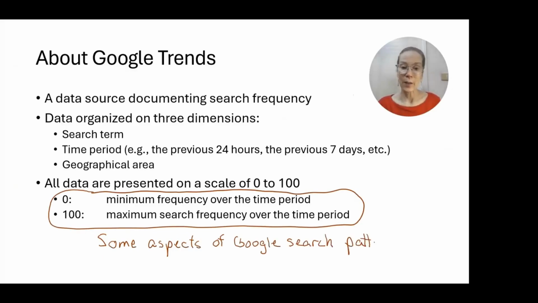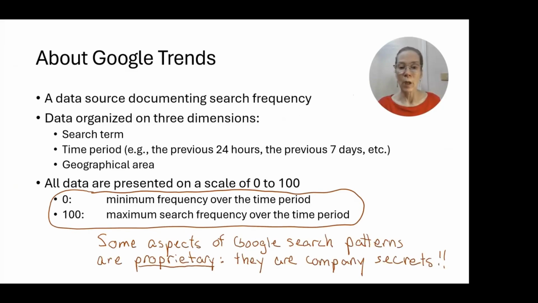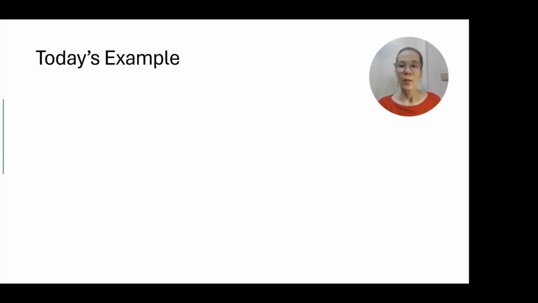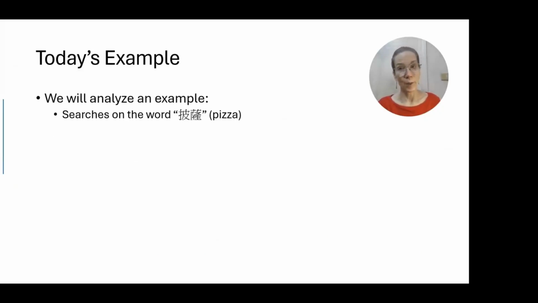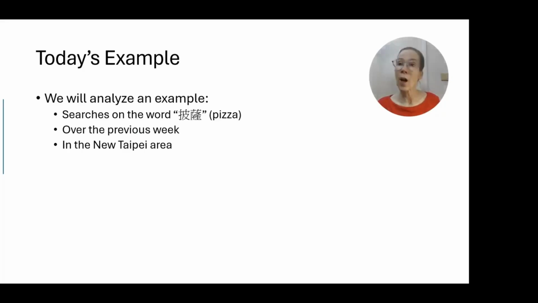So this reflects that there are limitations to Google Trends data. Some aspects of Google's search patterns are proprietary and they are company secrets. Today's example is going to concern searches on the Chinese word for pizza, a very pleasant idea, pizza. And we're going to be looking at data over the previous week, from 7 days ago until now. And we're going to focus on searches in the New Taipei area.